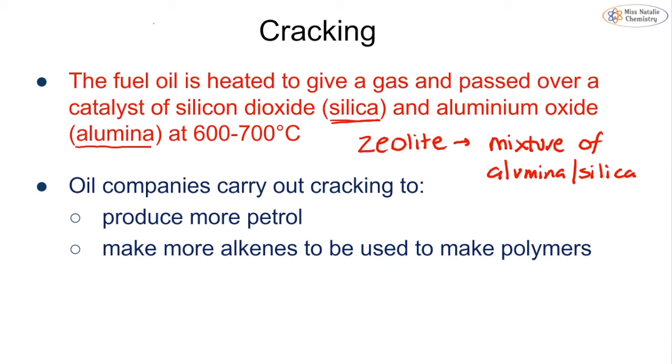This is sometimes known as catalytic cracking or even thermal catalytic cracking. So the thermal being the heat at 600 to 700, the catalytic being the use of the catalyst, and then the cracking breaking down the molecule. And oil companies will carry this out to most commonly produce more petrol or gasoline, or to make alkenes that can be used to form polymers. And we'll discuss polymers in topic 4H.